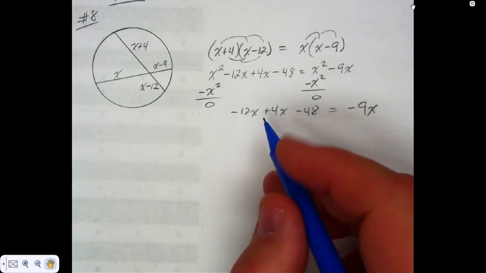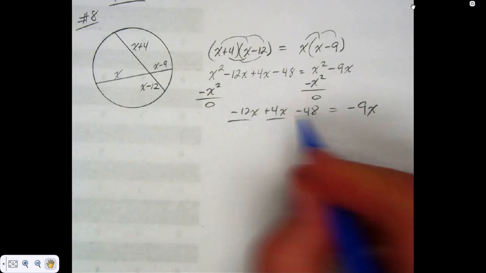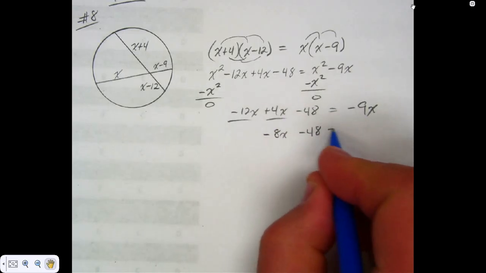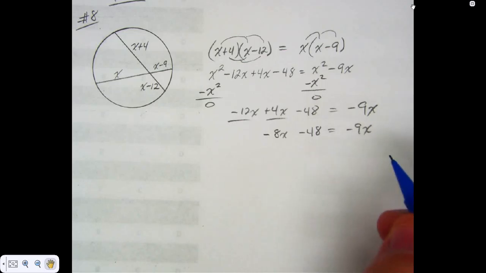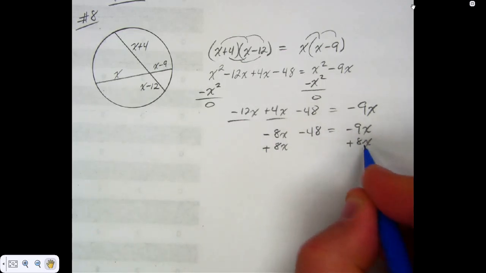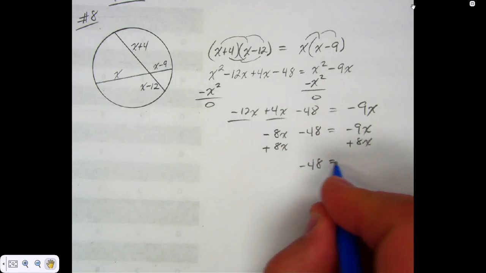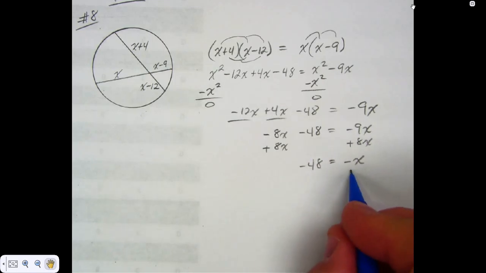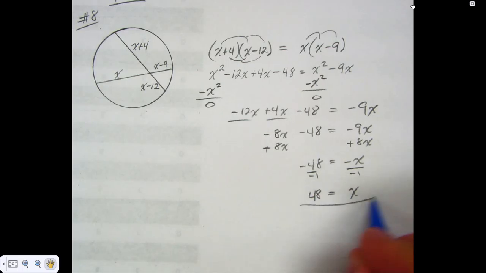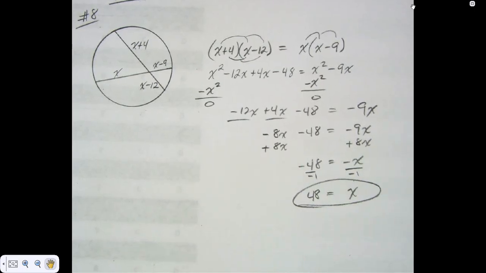Which a nice thing happens here. It does, doesn't it? So now I can treat this just like any other equation, can I? So negative 8x minus 48 is equal to a negative 9x. What would I do? I would add 8x to both sides. Now we get negative 48 is equal to a negative x. Divide both sides by negative 1. X is equal to a positive what? Now, what did they ask for in the problem? Did they ask for x or did they ask for any lengths? They said find x to the nearest tenth. And we did.